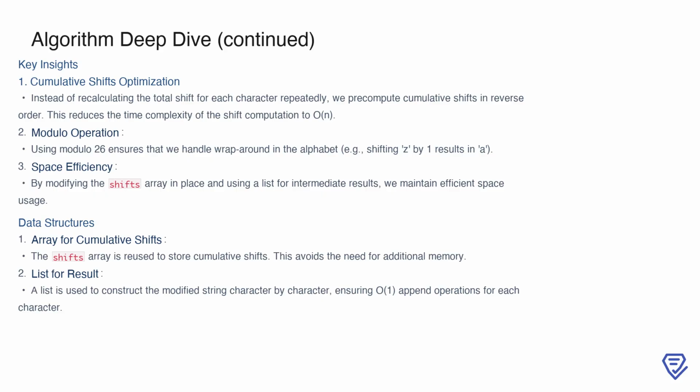Together, these optimizations make the algorithm both time and space efficient, enabling it to handle large inputs gracefully. The choice of data structures, such as arrays for cumulative shifts and a list for constructing the result, further supports this efficiency by keeping operations simple and predictable.